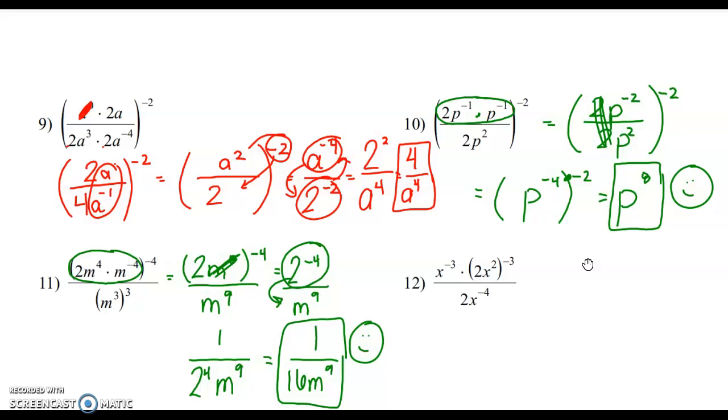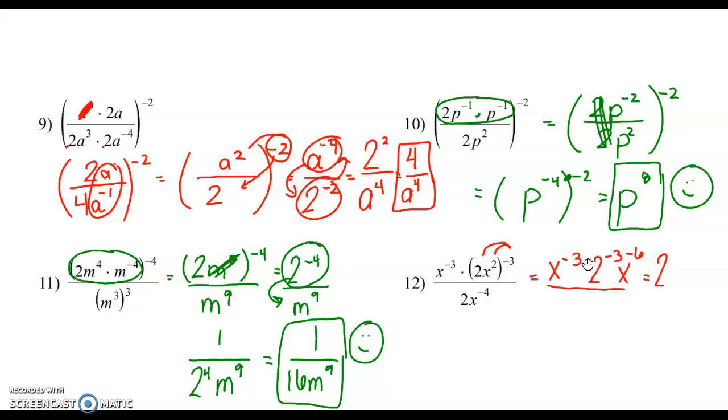All right, last one here. Inside the parentheses, there's nothing I can do. So I'm going to bring in that -3. So I have x to the -3 times 2 to the -3. x to the 2 times -3 is -6. I'm going to go ahead and multiply that together.